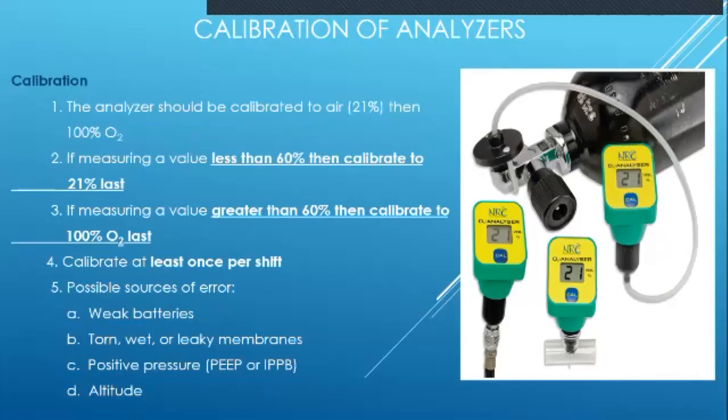Whether the batteries are bad, you might have a torn, wet, or leaky membrane, or they're on positive pressure. If I'm forcing air in, that may throw your analyzer off. Or if they're at Denver, right, or in the Swiss Alps somewhere, it's going to be a different altitude. That will give me sources of error. Okay? Those are the four things that will cause my analyzer to say error.